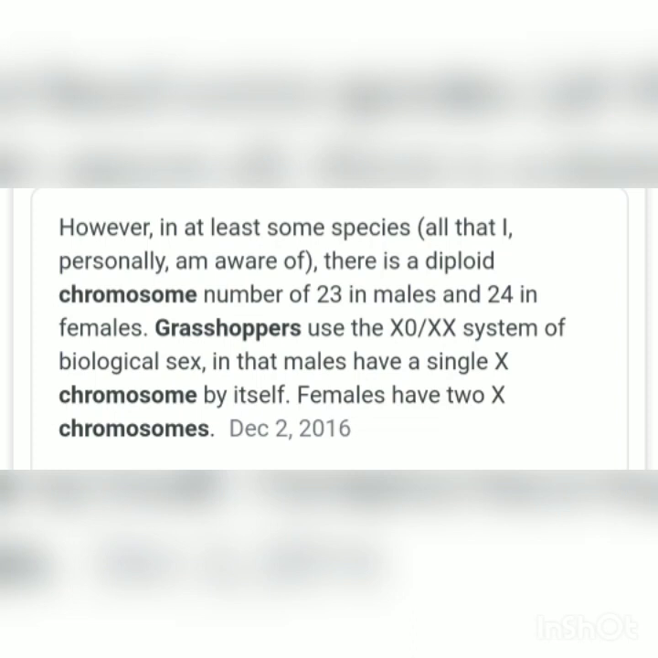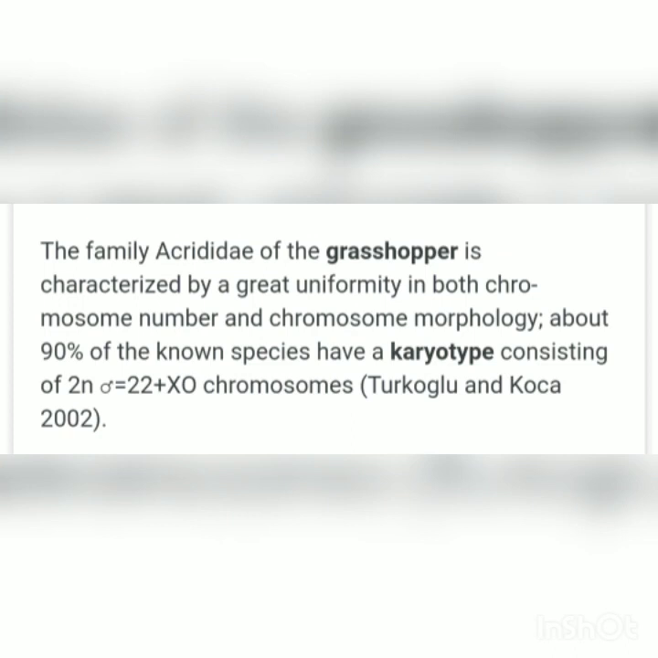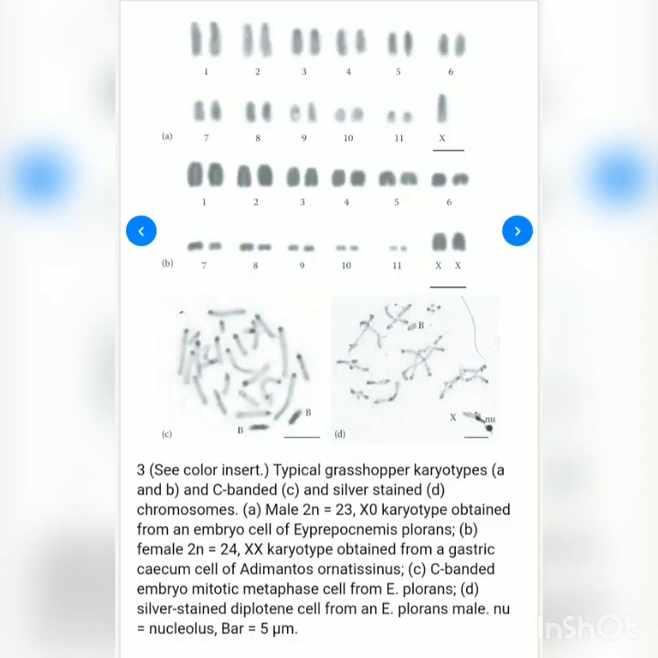Males have a single X, which is why the total number of chromosomes is 23. Females have 2 X chromosomes, so the total number in females is 24. This is a sexual dimorphism with respect to karyotype. Grasshoppers of family Acrididae have great uniformity in both chromosome number and chromosome morphology. About 90% are uniform and have the karyotype 2n equal to 22 autosomes plus X0 in both males and females. Some species have 2n equal to 23 and 24.